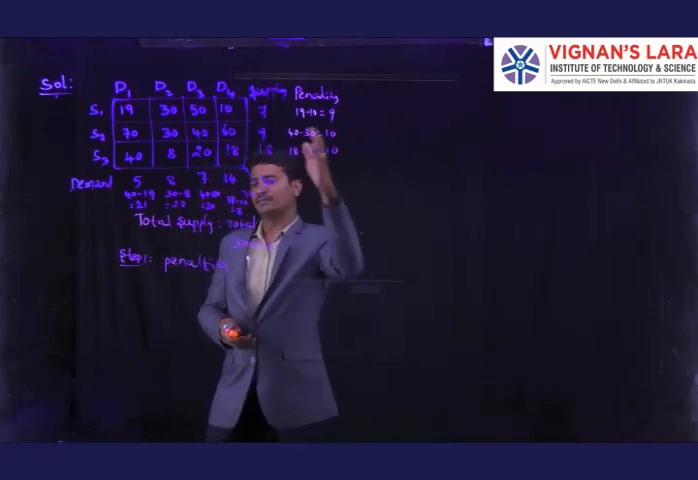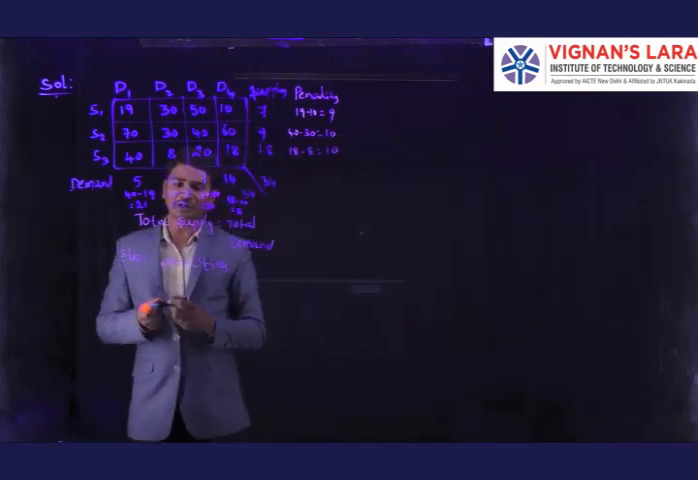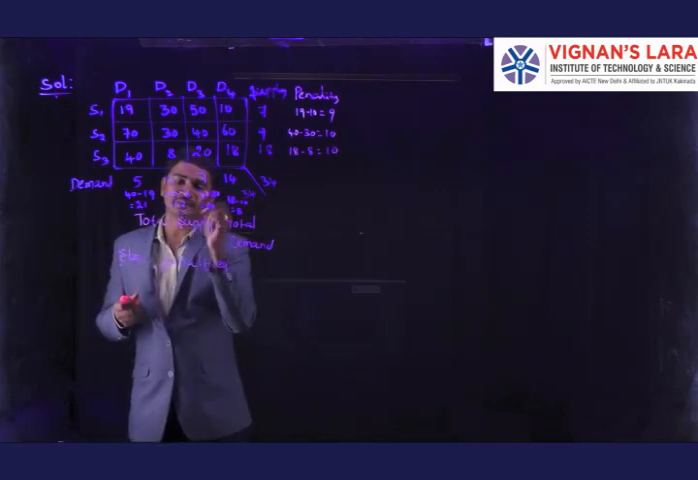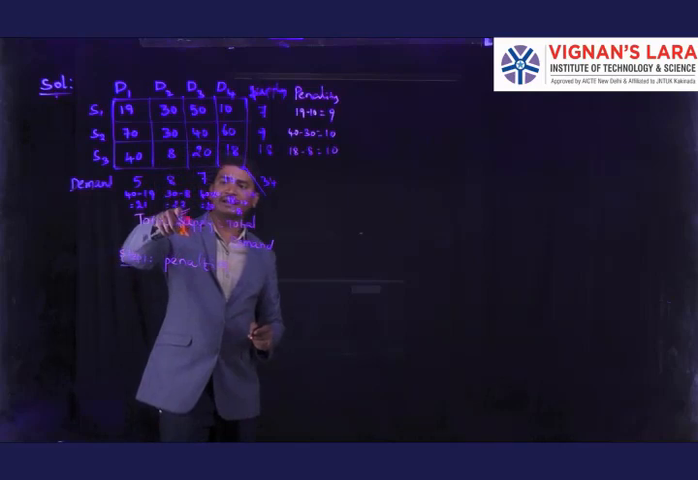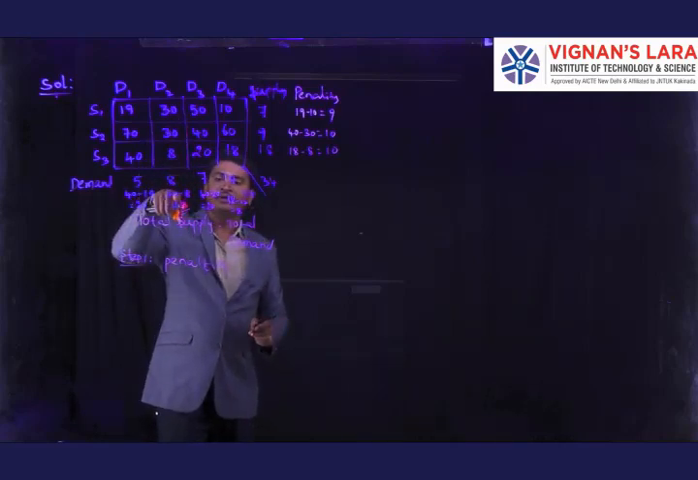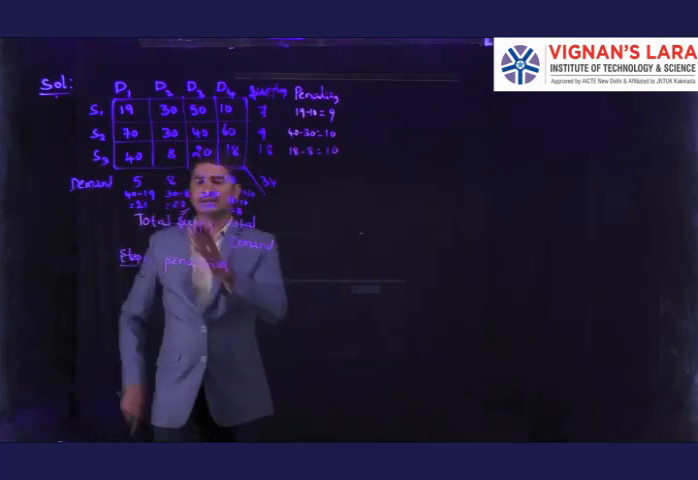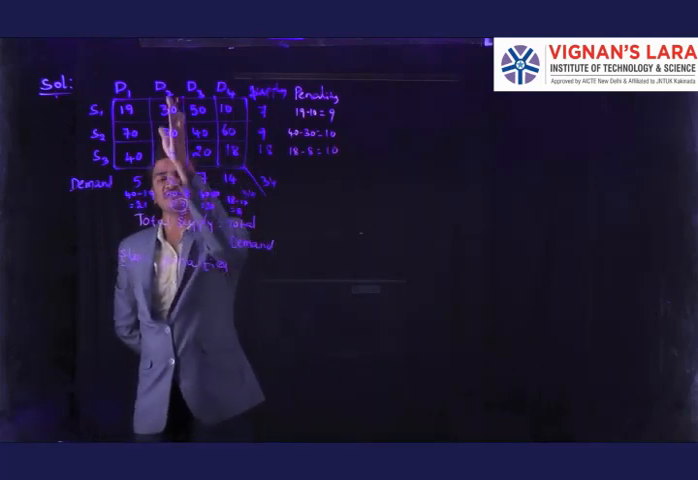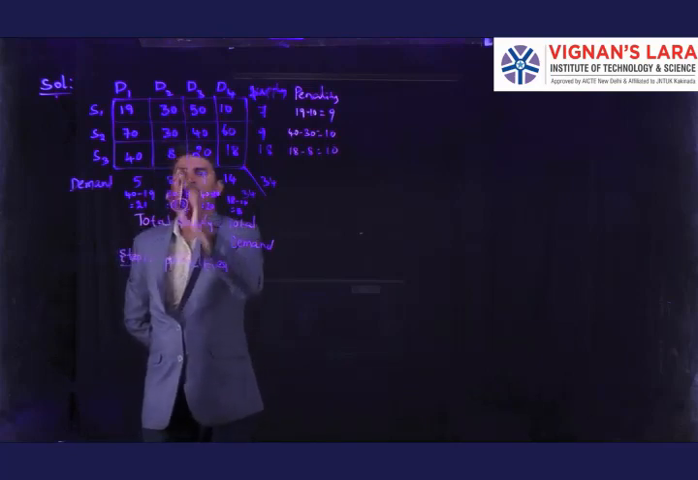Here, from these rows and columns, 22 is the highest penalty. Okay, 22 is the highest penalty. So now we take this column and we have to satisfy the supply and demand. Here we are first taking this, because this is the highest penalty. That's the reason I am choosing this column.